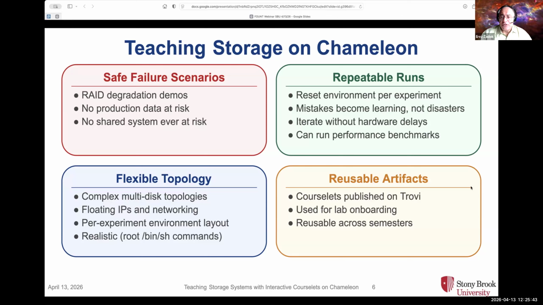And finally, we published all these artifacts on Trovi after vetting and testing them, and we now use them internally when we onboard new students to my lab. I just tell them, hey, go run all these courselets, and try them multiple times so that they learn from it. And the nice thing is that they can be reused again and again from semester to semester.